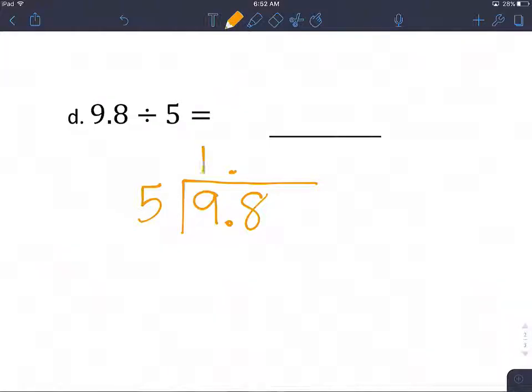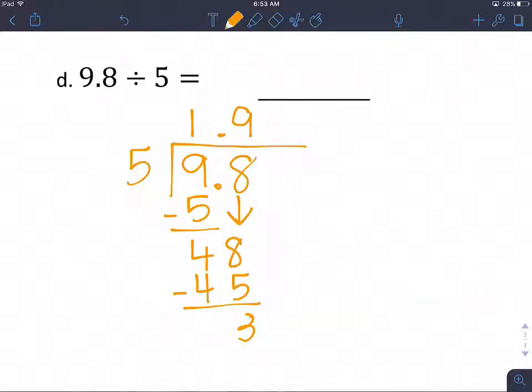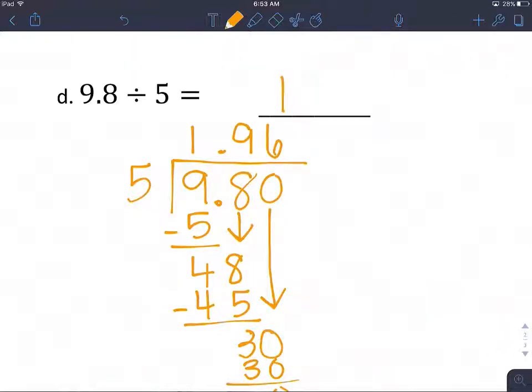5 goes into 9 one time, and that would be 5. So subtract and I get 4. Now bring down my 8. 5 goes into 48 9 times. 9 times 5 is 45. And I can subtract, and I'm left with 3. Now, I don't have any other numbers, but I still have 3 left over, and I don't want a remainder. So I'm going to add a 0 up here and then bring down my 0. Now 5 goes into 30 6 times. 6 times 5 is 30, and I'm left with 0. Now I can stop. And my answer is 1.96.